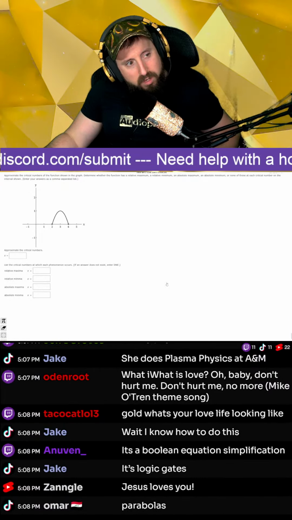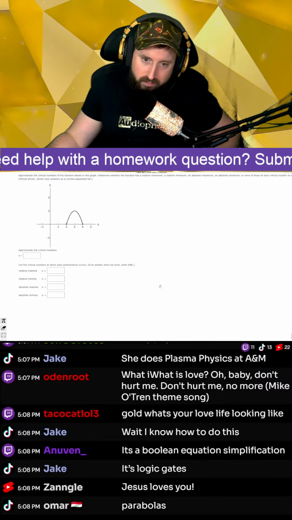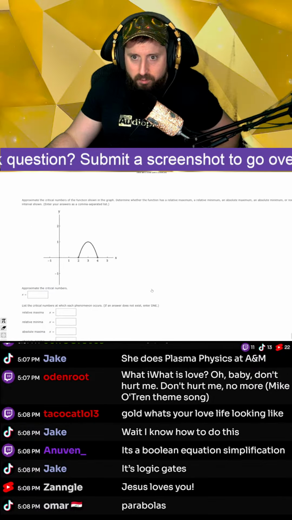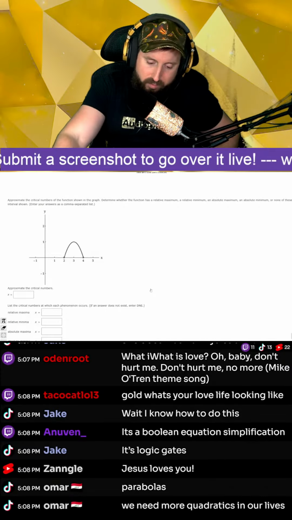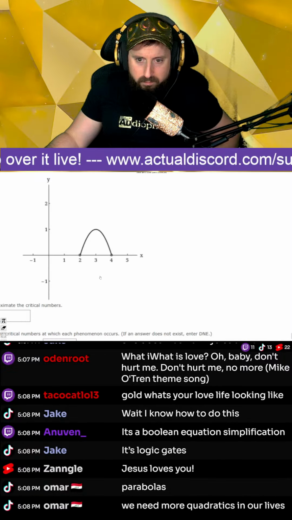You need to know about extrema on an interval before Rolle's theorem, and I mean, kind of, not really. Okay, here it says the critical numbers. So critical numbers are where the derivative is 0 or undefined, right?